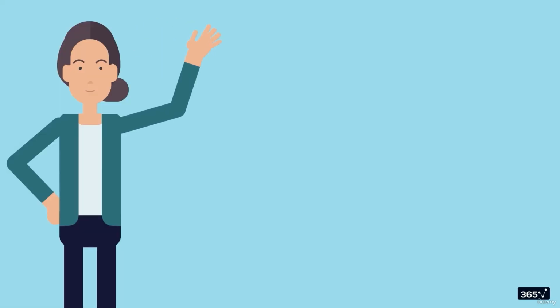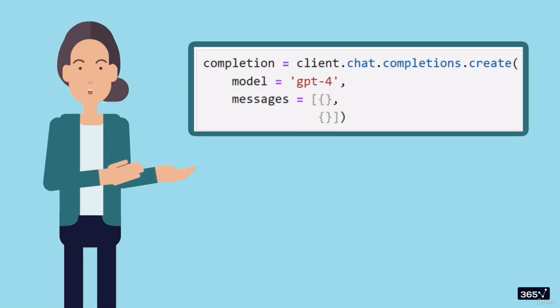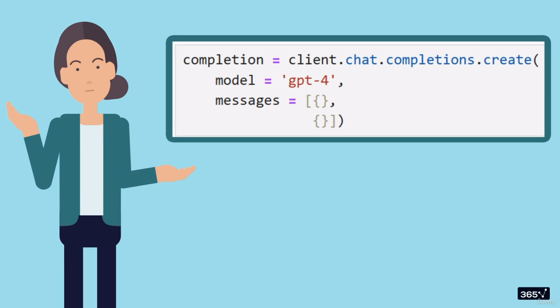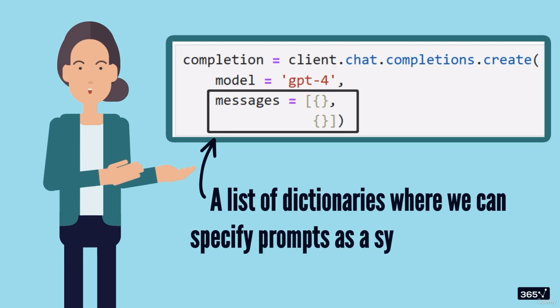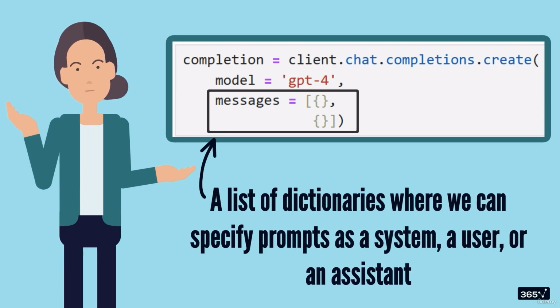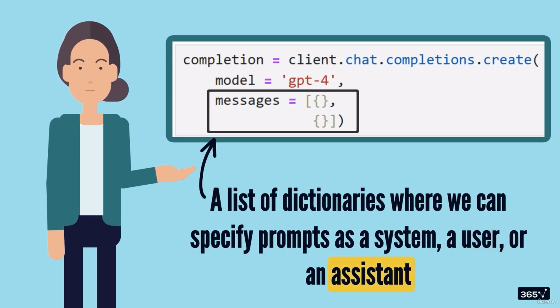Hey everyone! Last time, we started creating our chat completion object. We left it off at the messages parameter, a list of dictionaries where we can specify prompts as a system, a user, or an assistant. Let's now discuss each of these roles individually.